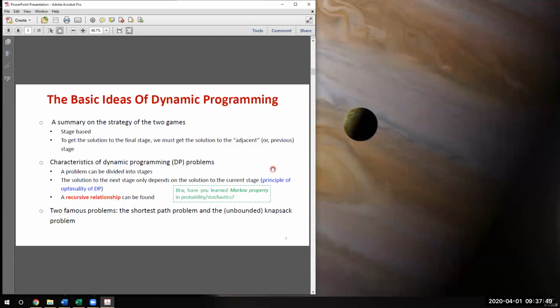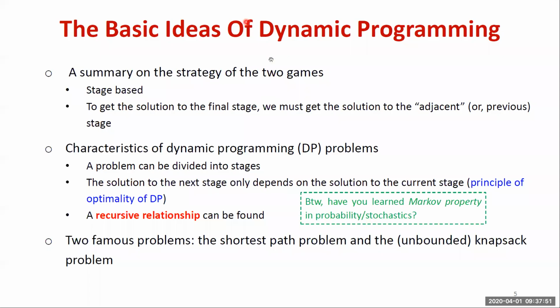Okay, there are two very famous problems about dynamic programming. I would say they may be the two most famous problems in terms of DP. One is the shortest path problem, and the other is the knapsack problem. Here, I'm going to introduce the unbounded knapsack problem. And let's see what they are.